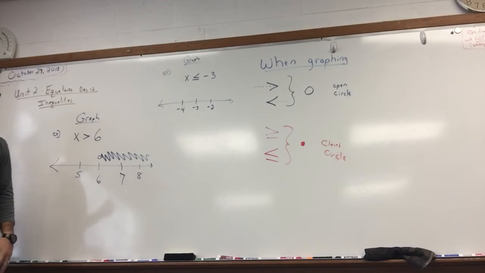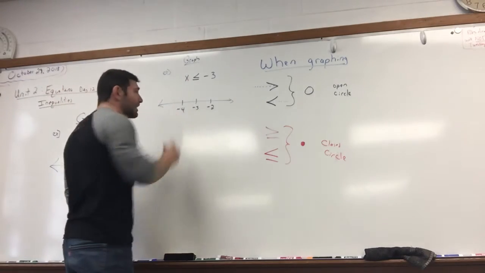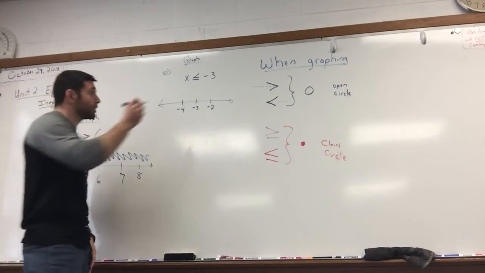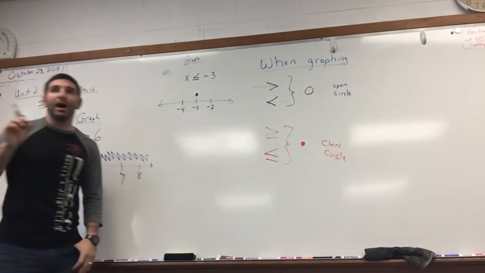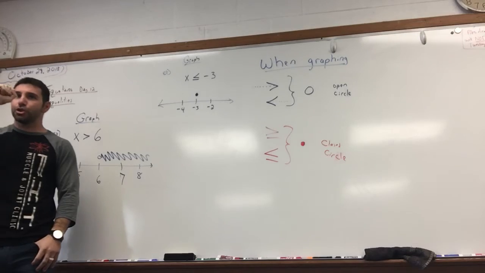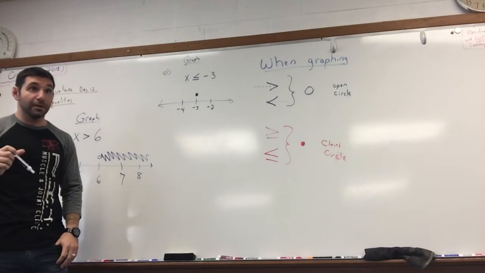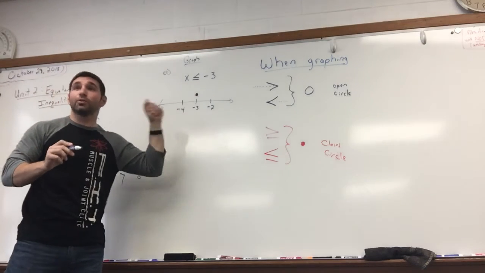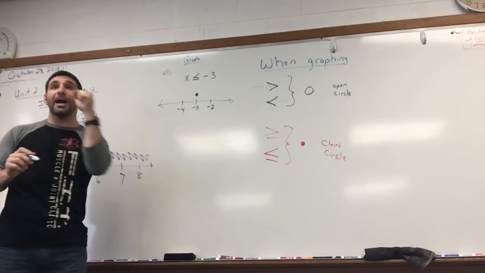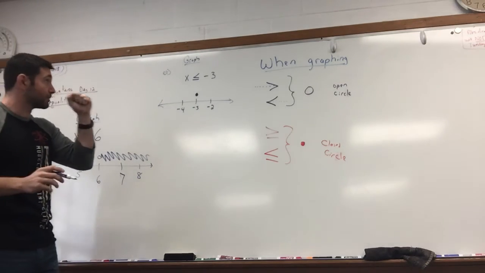Negative 3.1. Negative 3 and 1/10 is fine. So now, how am I going to graph this? Well, first off, I look at the sign. Less than or equal to means a closed circle. Why is it a closed circle? Why do I want to show that there's something right there at negative 3? Good. Because it can be equal to. Very good. Brendan said, hey, it can be equal to negative 3. That's why we have it closed, because it's saying, hey, it starts right here. This is part of my solution.